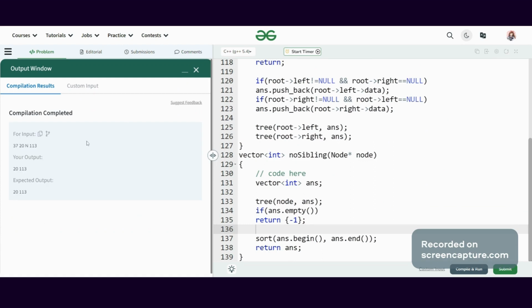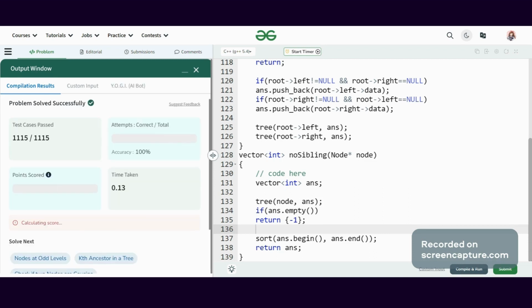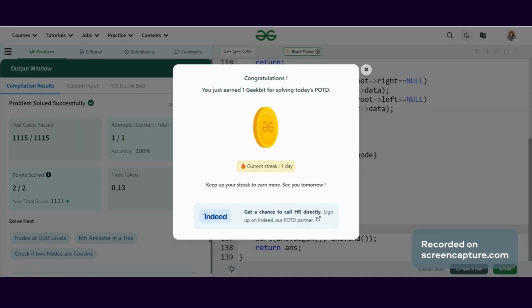Okay, so I'm getting correct output. Now let's submit. So the problem has been solved successfully.